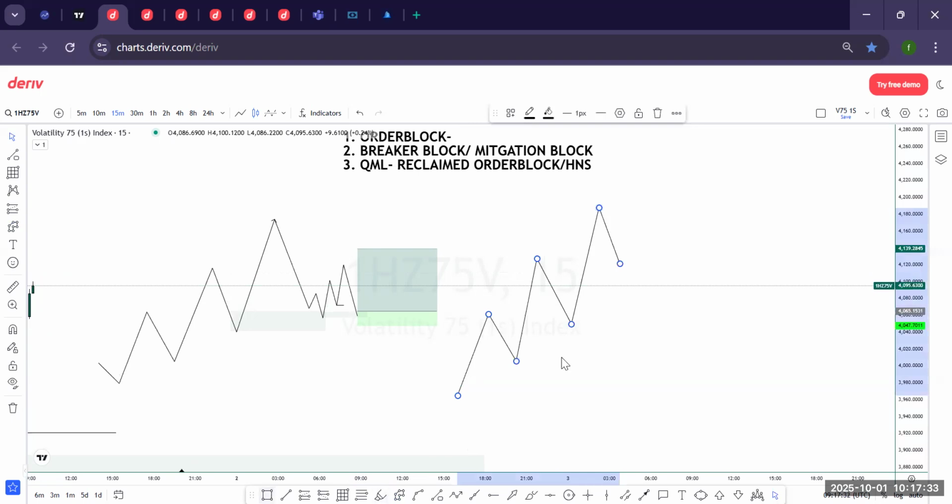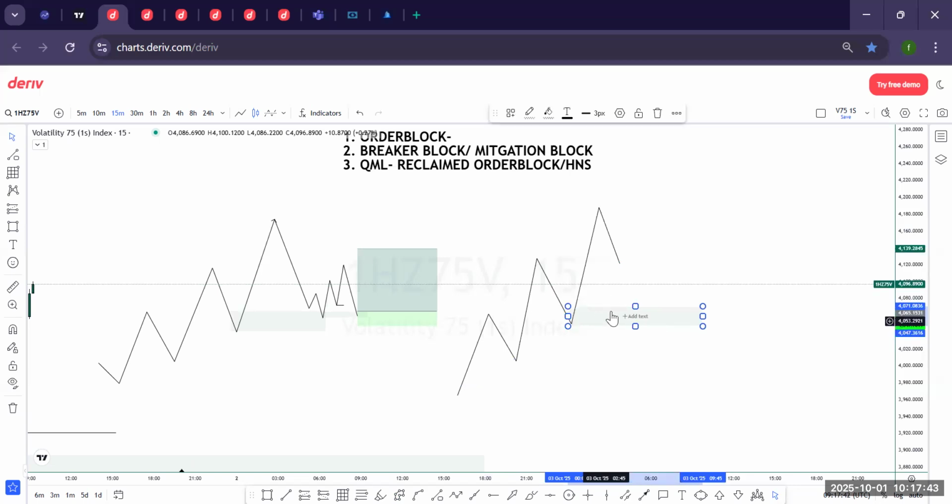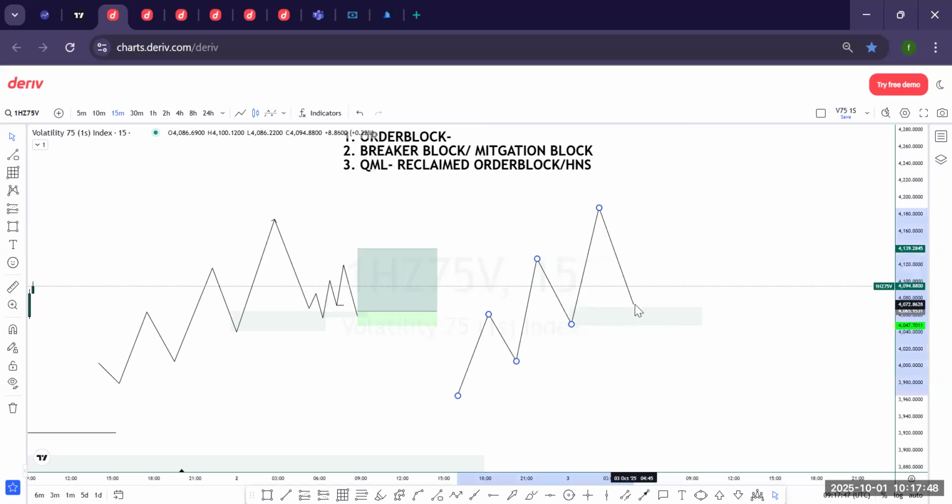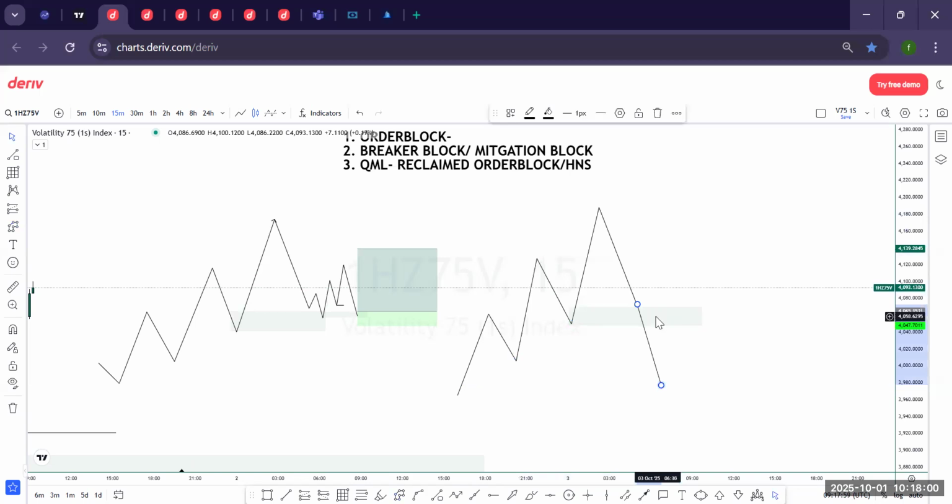Now, the breaker block is when price has this tendency. Let's say this is an order block, right? And normally we expected price to come here, then retrace back. But instead, price broke through. So this now becomes a breaker block, right? And we'll now have what we call the market structure shift at this point.